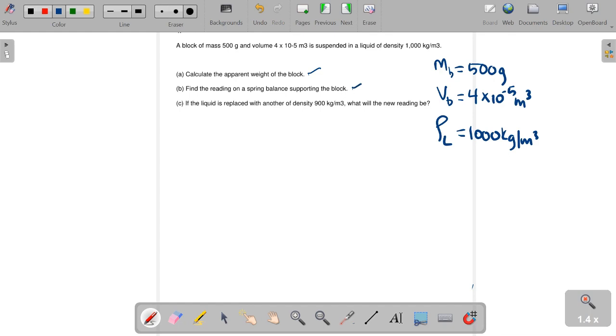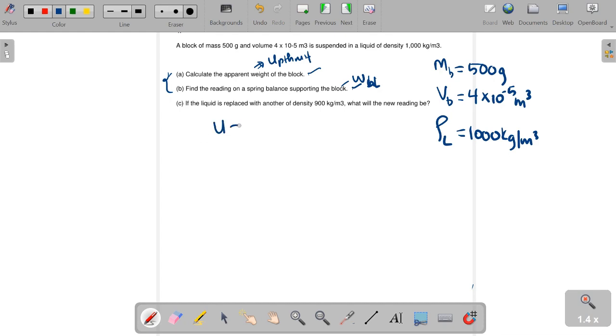Now this shows us that they're actually asking for the same thing. So what we're going to assume is that maybe the first question was simply an error and they wanted us to find the upthrust, which is the apparent loss in weight. And this one will be the weight of the block in the liquid. That's what we're going to do. So let's get started. How do we find upthrust?